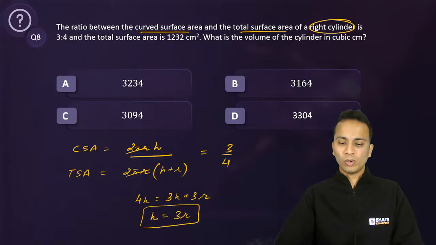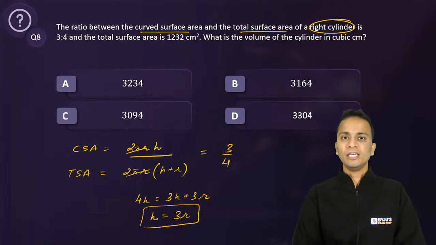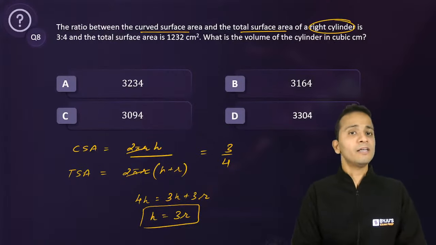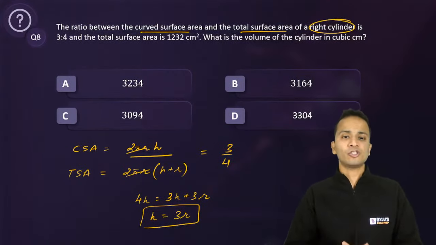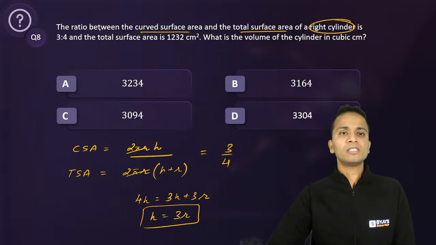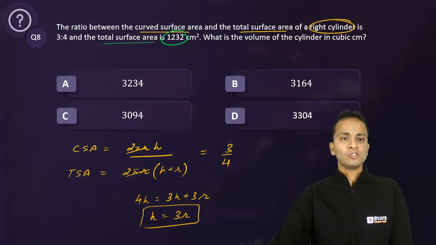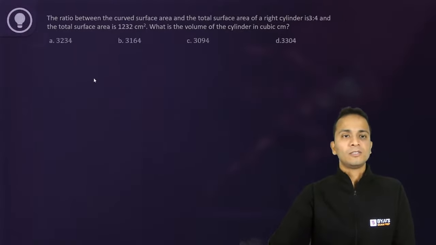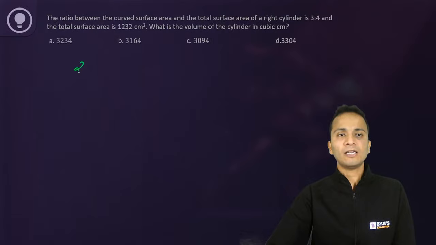This is one relation that I have obtained. So height of this cylinder is 3 times the radius of this cylinder. Now you are also given the total surface area, which is 1232. Okay, so total surface area, that means this 2 pi r into h plus r.